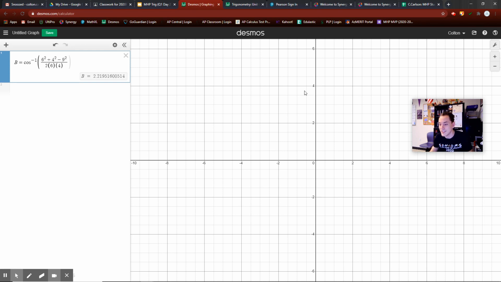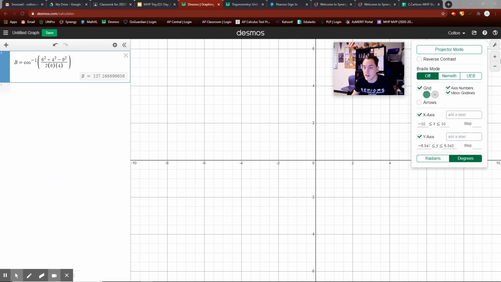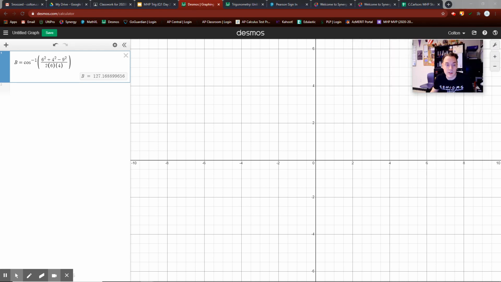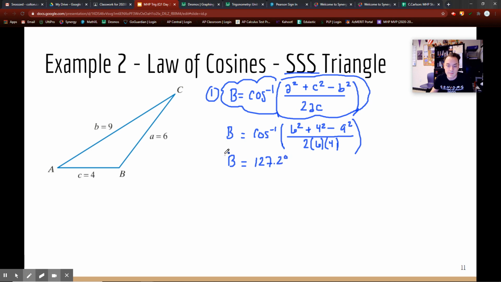But I'm in radians, right? I need degrees. So let me put it in degrees. There you go. Okay, so that is my answer right there: 127.2. So I'll go over here and type that in. 127.2 degrees. Now I can do the exact same thing for step 2, but just a little bit different.